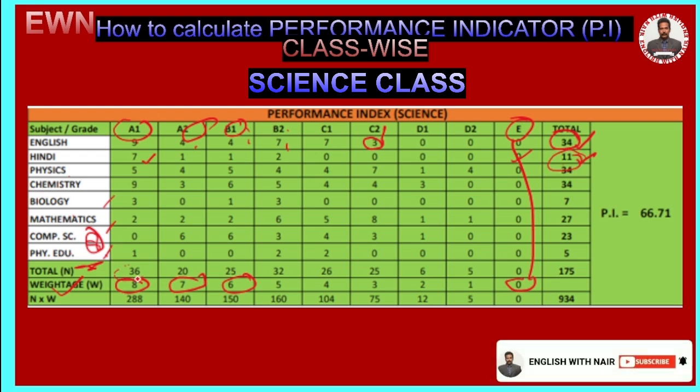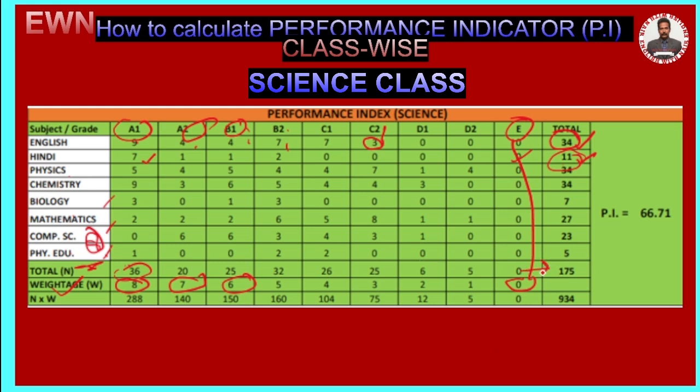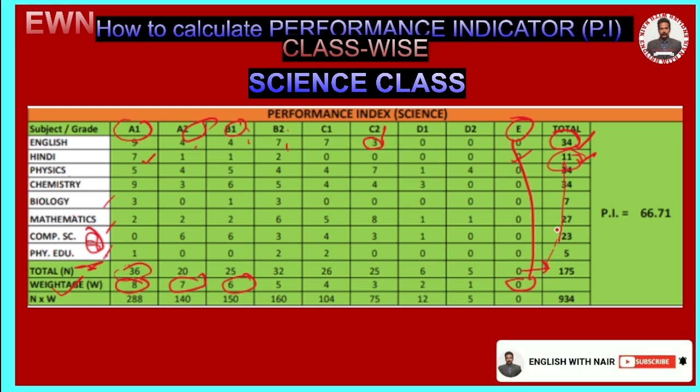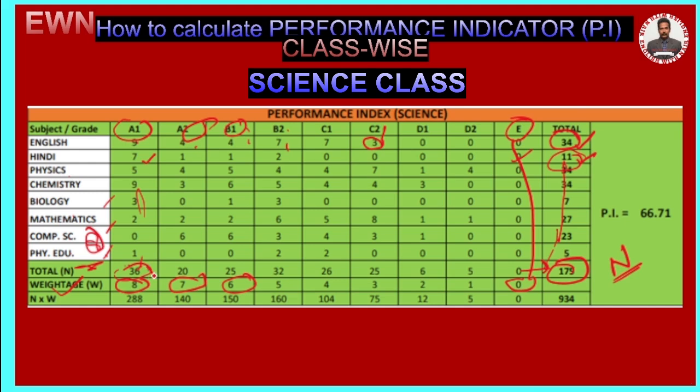Now here what we will get, the grade wise strength, that we have to add, okay? And of course, the grade wise strength and the subject wise strength will be the same, 175. So this 175 will be our N, right? And weightage we know, we have got this thing. Now first we have to multiply the grade wise N into W.